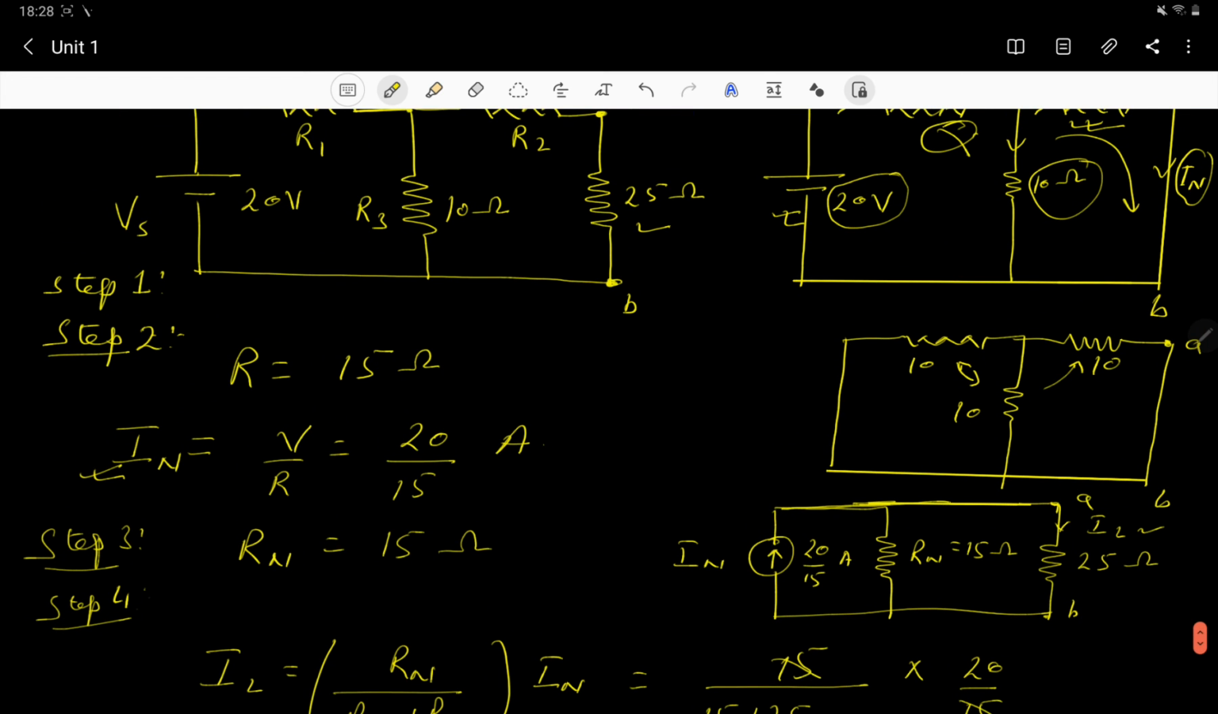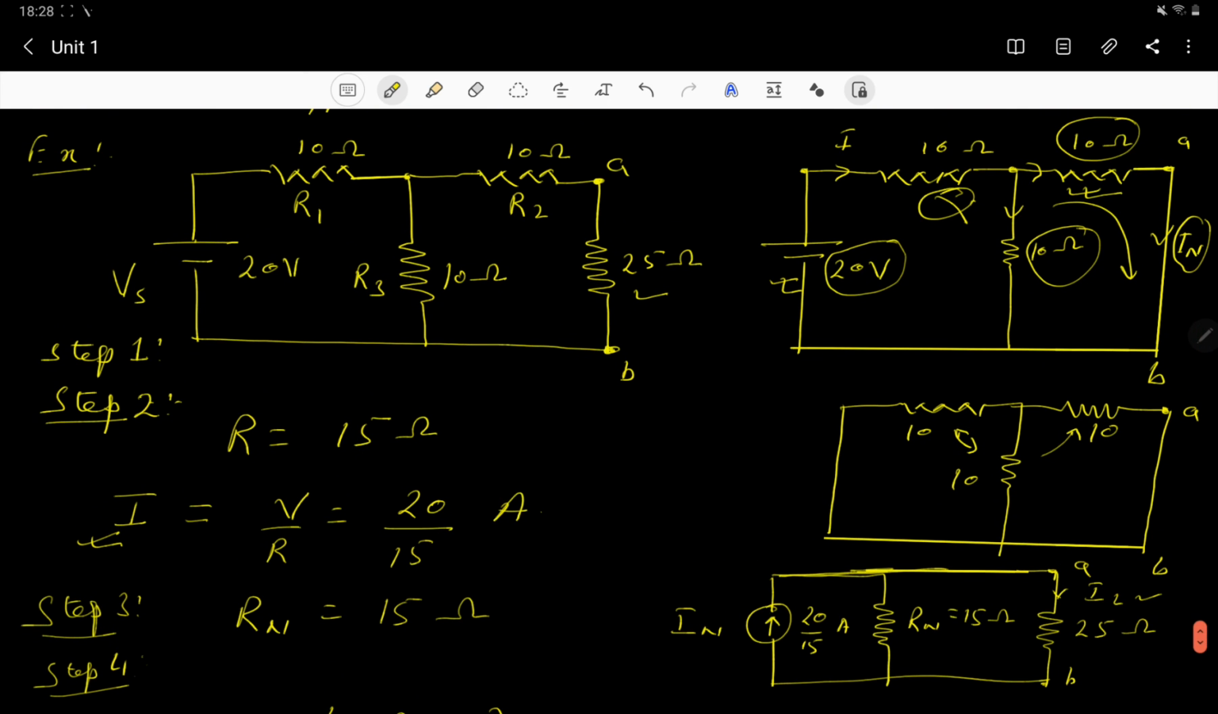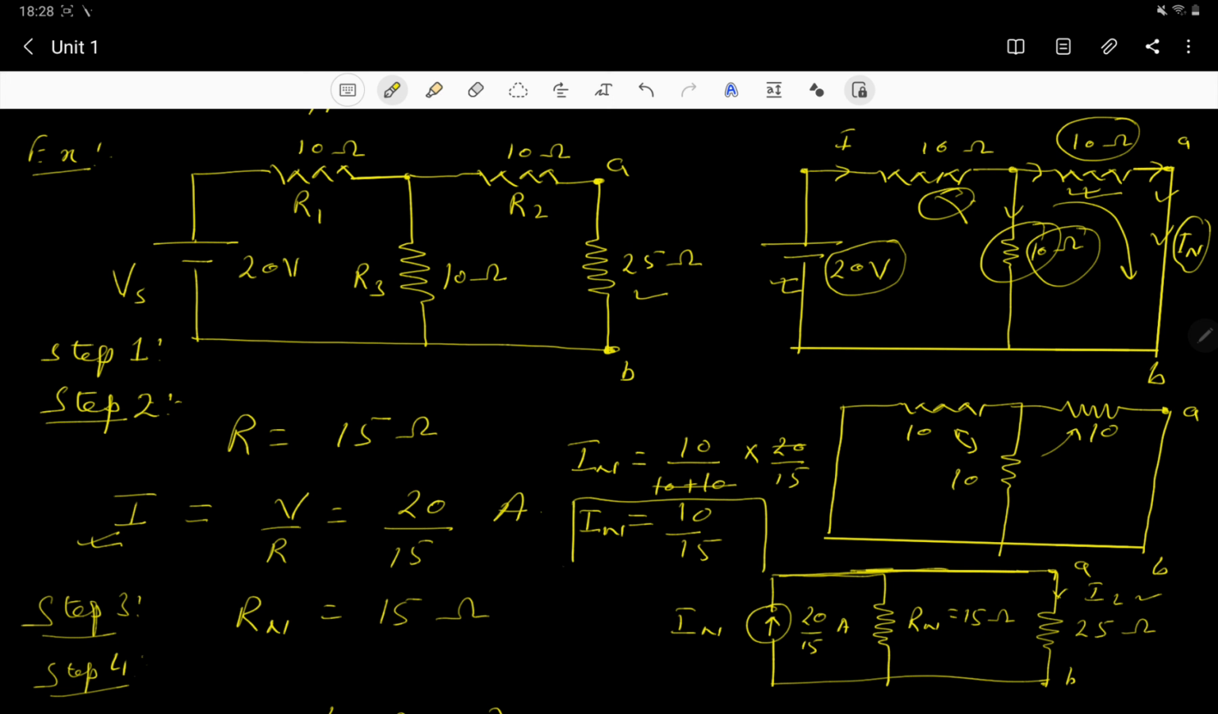So we have got this total current over here, I. Now if we want to find out In in this branch, we will apply the current division rule. So In will be the current in this branch. So the resistance in this parallel branch upon the total resistance of both the branches into the total current. Total current is 20 by 15. This will become 10 plus 10, 20 will cancel out. This will give us 10 by 15. So In is 10 by 15.